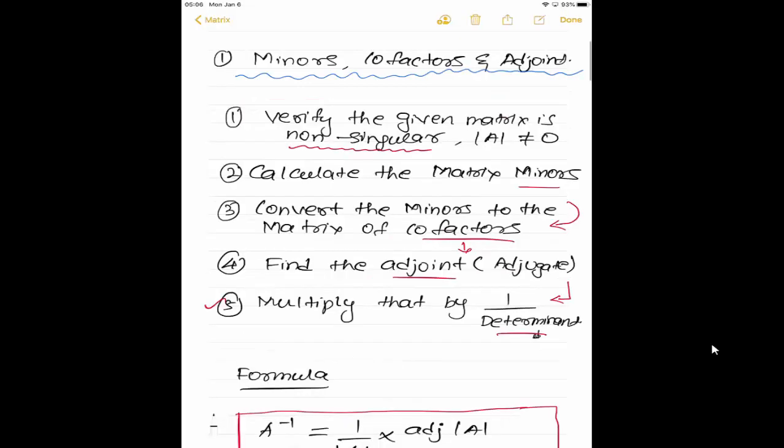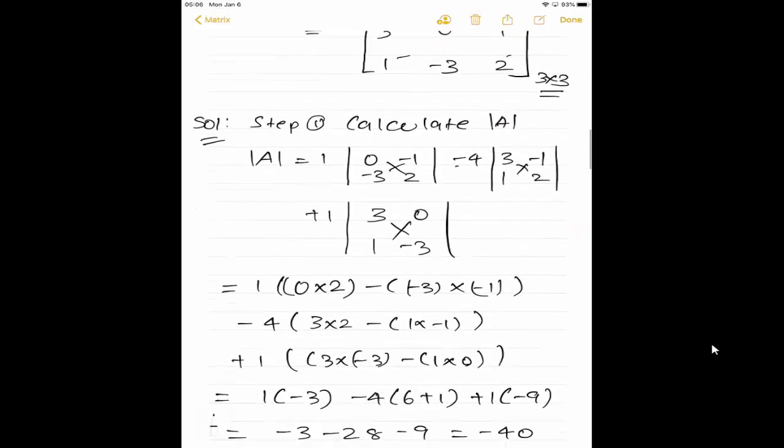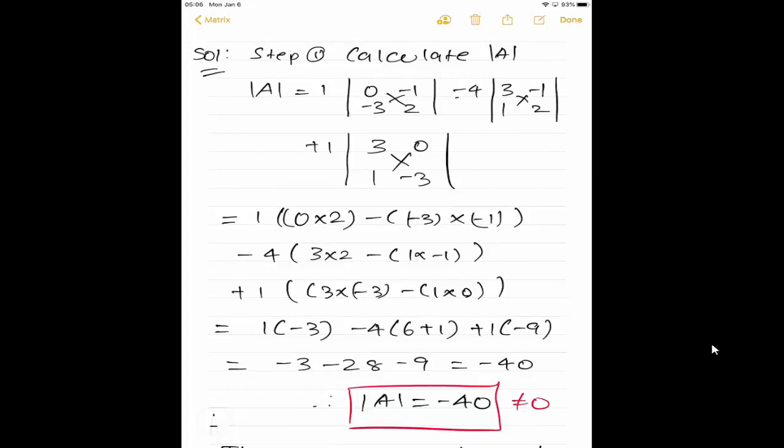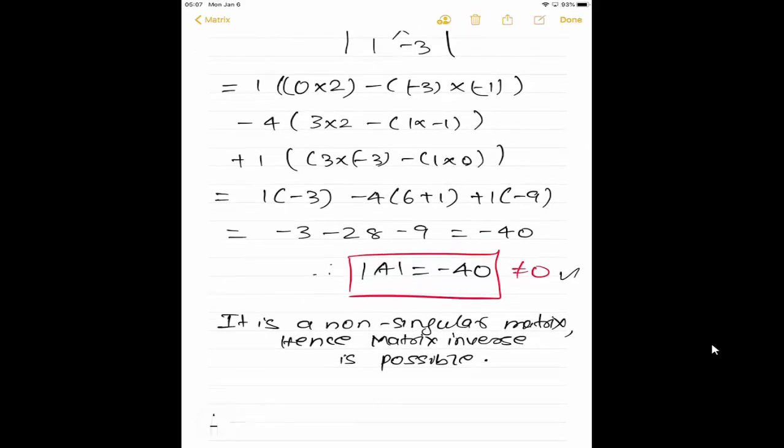A. In the previous video, in order to find the A inverse, we have completed the determinant value and calculated the matrix of minors. In this video, we will see the remaining 3 steps. A short recap, this is the matrix and the determinant value is minus 40. So if it is not equal to 0, we call it a non-singular matrix. If a matrix is non-singular, then A inverse is possible.